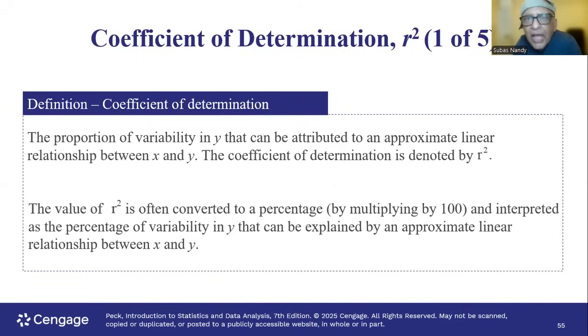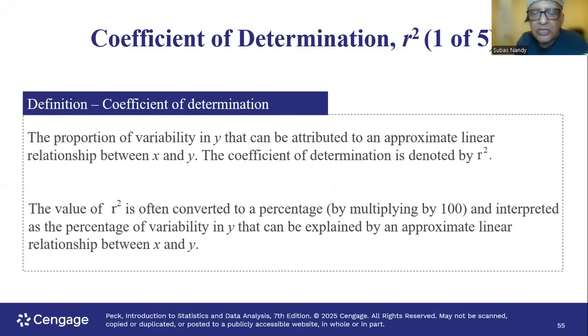Now we want to calculate the coefficient of determination. That is, what percentage of the variation in y can be explained by variation in x, or can be explained by the linear regression model. Again, R square is called the coefficient of determination, which means what percentage of the variation or variability in y can be explained or can be attributed to the linear regression model between x and y. That is R square. How do we do that?